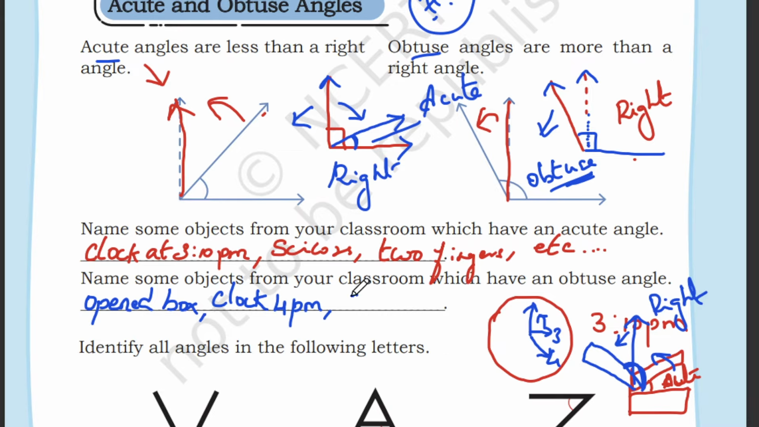Next you can get a compass in your geometry box, and stairs, school stairs, upside and downside stairs, etc. You can see them in many things.